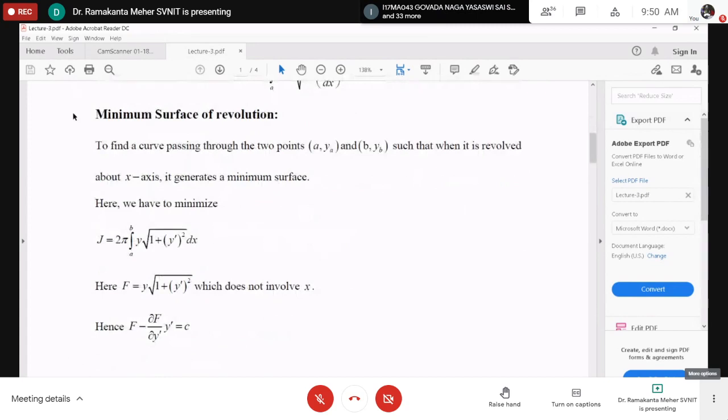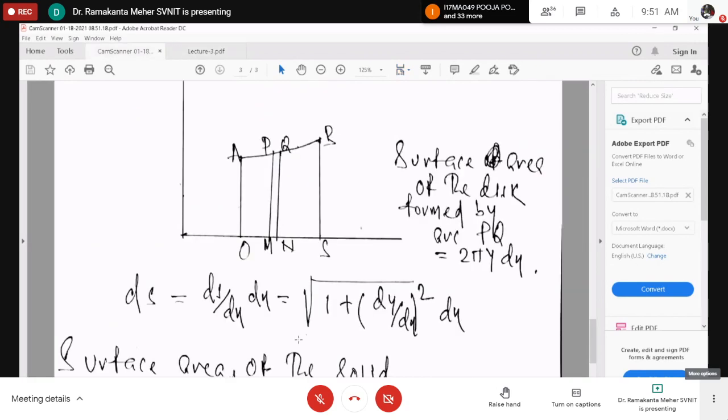So suppose we are finding the minimum surface of revolution. What is our objective here? We have to find a curve passing through two points, (A, YA) and (B, YB), such that when it is revolved about the x-axis it generates a minimum surface. Because if we rotate this arc AB around the x-axis, you can get different types of surface after the surface area of revolution.